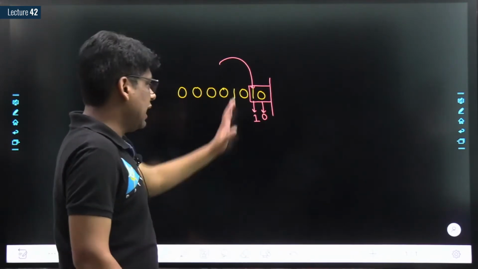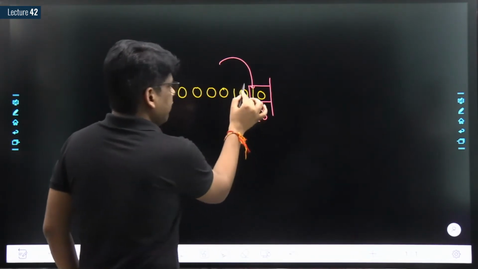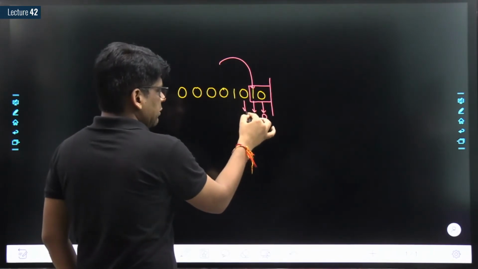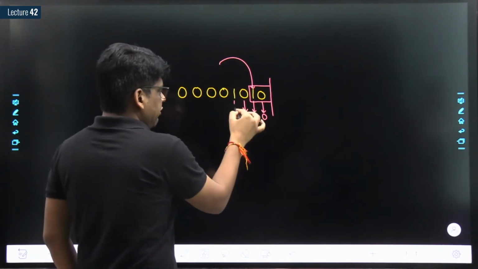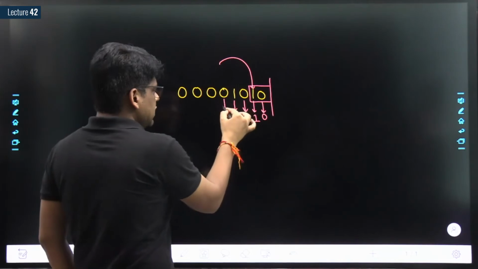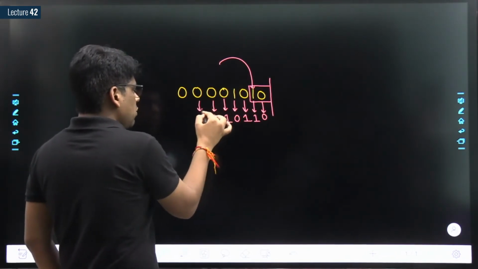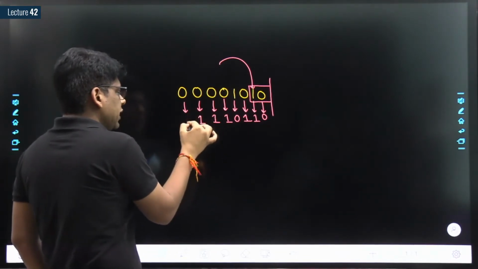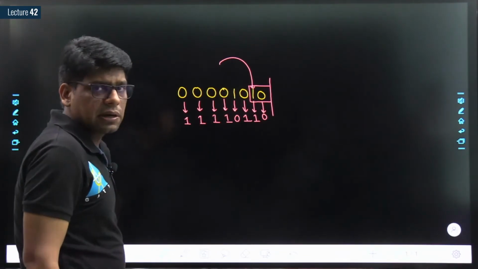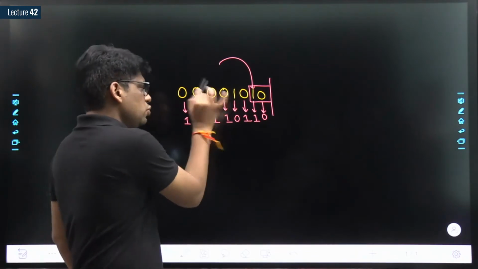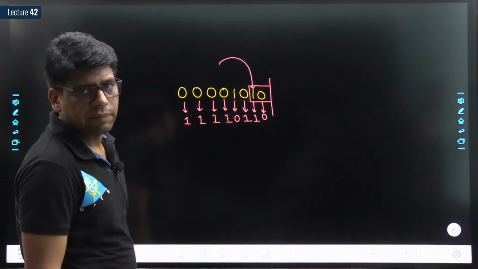That means after this, whenever you get a bit, just flip it. If it is a 0, make it 1. If it is a 1, make it 0. If it is a 0, make it 1. If it is a 0, make it 1. If it is a 0, make it 1. If it is a 0, make it 1. Done, sir. So, this is the 2's complement of this number.